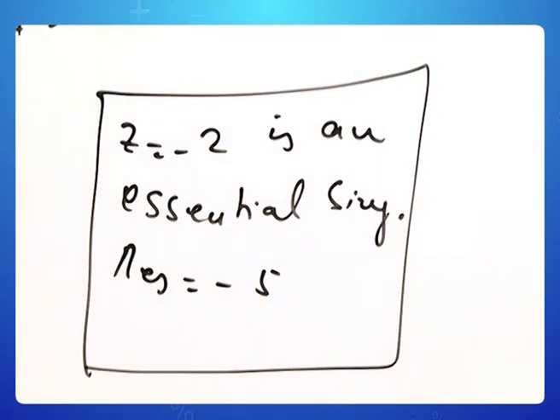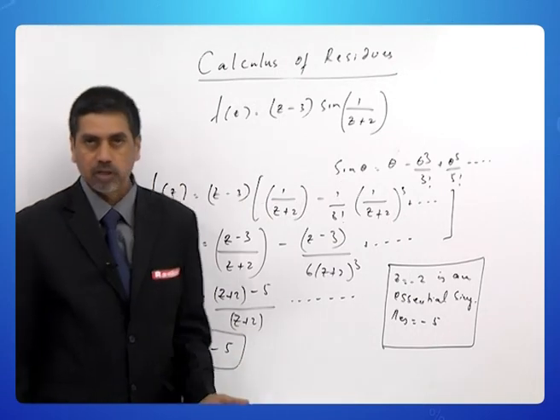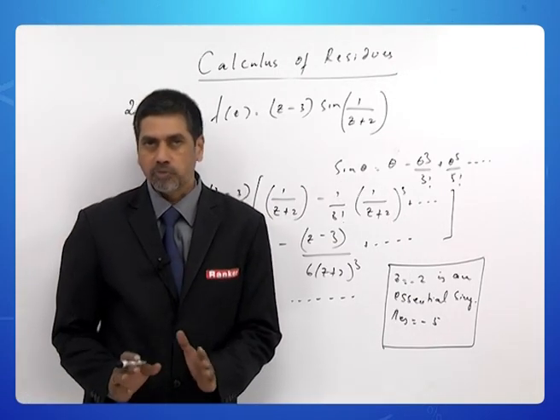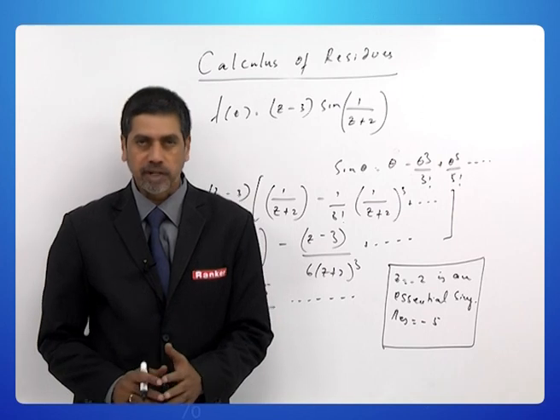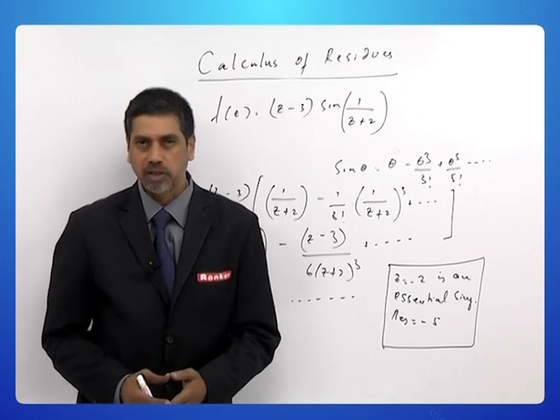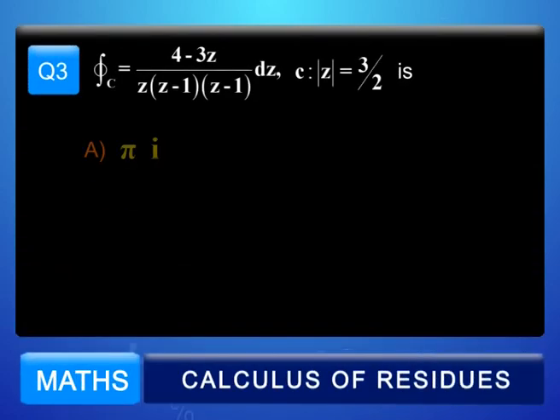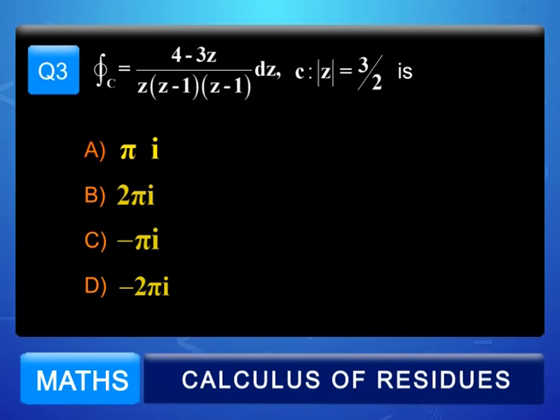But that happens to be the coefficient of 1 by z plus 2. So this is how you must handle an essential singularity, and it comes through the power series expansion. Let's go to the next question. Question number 3. From here we will be entering the application of the residue theorem.